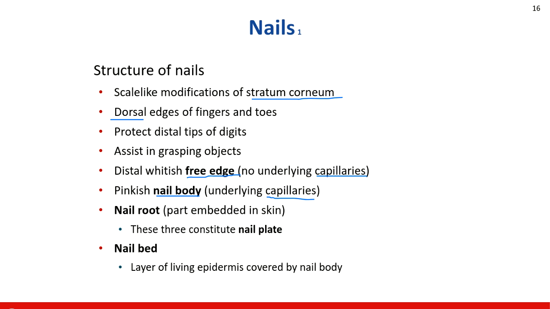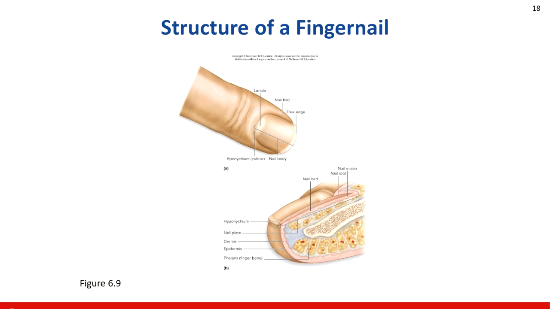And then the final part of the nail that we don't see is the nail root. Much like we don't see the root of your hair, the nail root is the part of the nail that's embedded under or in the skin. I'll go to this picture here and zoom in. Here's the free edge. This is the part we cut off. And then here's the nail body. That's the majority of the nail that we see. And then underneath is the nail root.